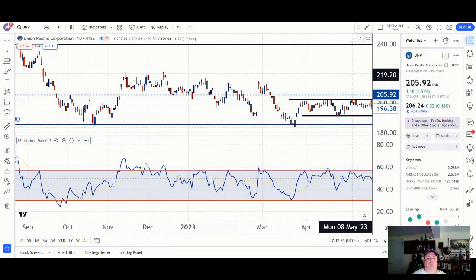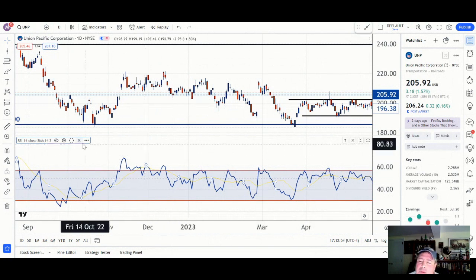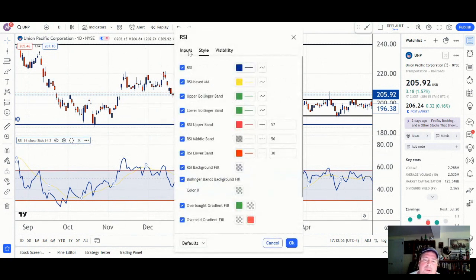It doesn't need to get to 70. It is overbought when it gets to 57. There are some stocks that are really volatile, like some biotech stocks, that get overbought when they're above 70. Maybe they're at 75 or 80. What I want you to take away from this is that sometimes the default settings are not optimal. And you can go in here and change the default settings.